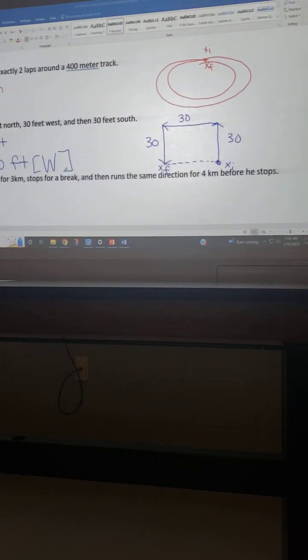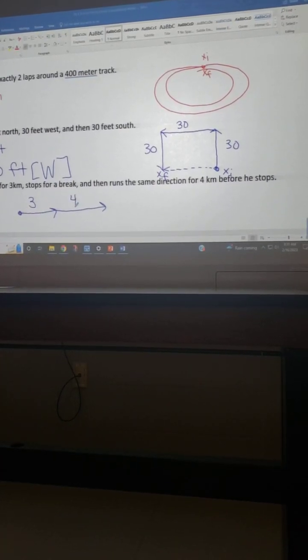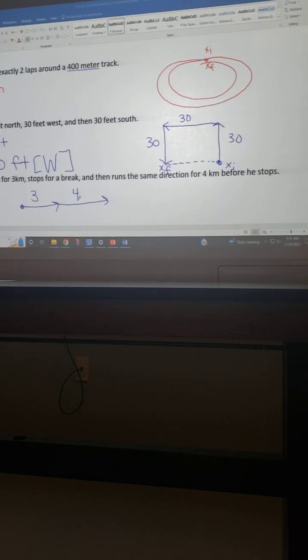Okay, so Alex walks east for 3 kilometers, stops for a break, and runs the same direction for 4 more kilometers before he stops. So, let's do our DT and our DISP. So, 3 kilometers, takes a little break, and then goes 4 more. Right? What is going to be the distance here, Kenna? Good. And what are the units going to be?